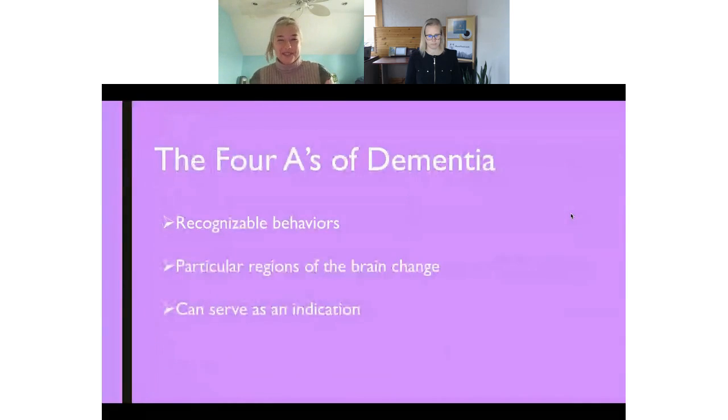So I've been talking the whole time about the 4 A's of dementia. We will finally step into that. So these are just some recognizable behaviors to narrow down what to look out for, or if you notice something, it's good to keep in mind to always watch and monitor. These are particular regions of the brain which change, and they can serve as an indication for possible dementia.